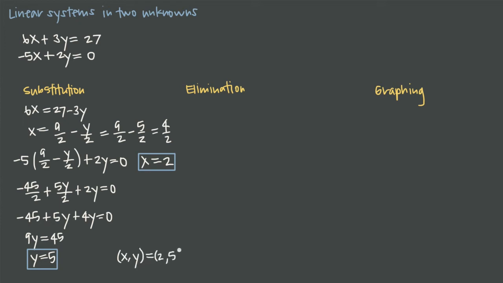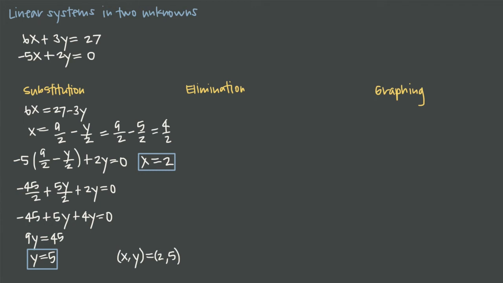equals 2, 5. And whenever you're solving using these methods, you want to go ahead and take the solution you found and plug it back into the equations to make sure that 2, 5 satisfies both equations. So if we plug in 2, 5, we get 6 times 2 is 12, 3 times 5 is 15, 12 plus 15 is 27, so that checks out. And then into the second equation, negative 5 times 2 is negative 10, 2 times 5 is positive 10, negative 10 plus 10 does give us 0, so that solution checks out. So that's the substitution method.